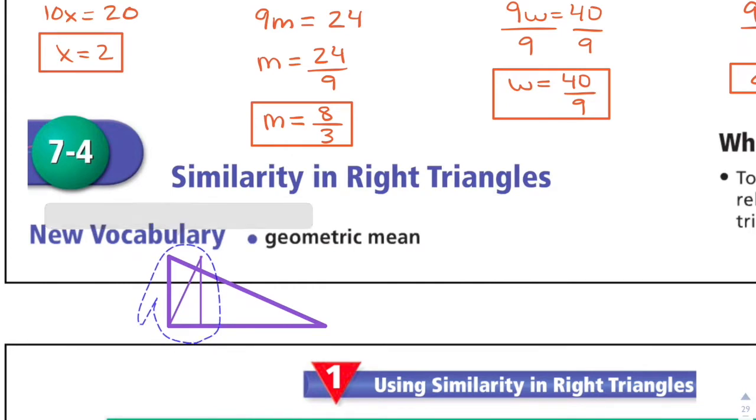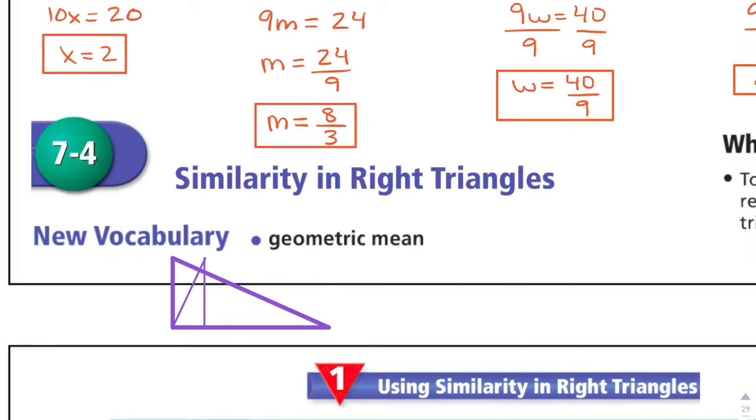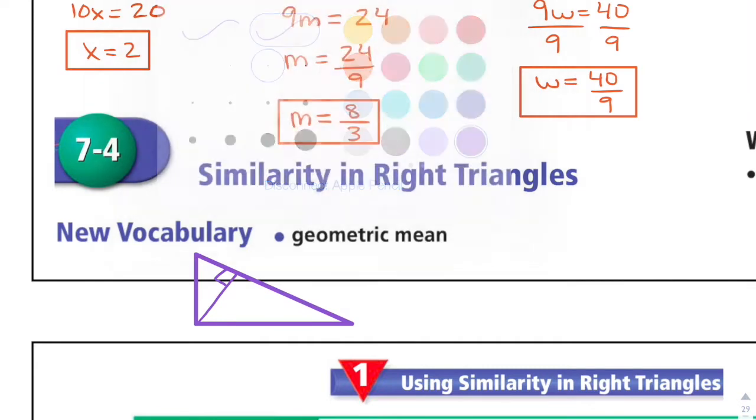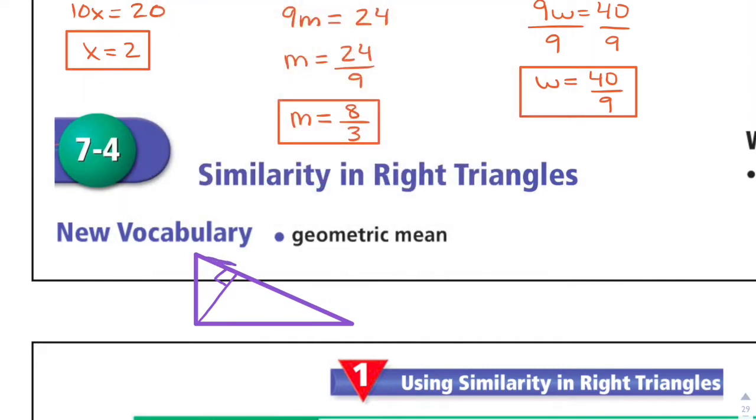Imagine I could flip that so that it looked kind of like this. This is a geometric mean problem. A geometric mean being that this shorter side here to this longer side here is proportional to this triangle's shorter side here to its longer side here, as it is to the outside triangle's shortest side here to its largest side here.